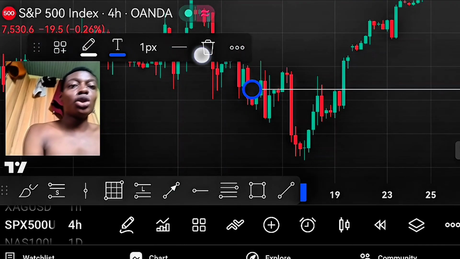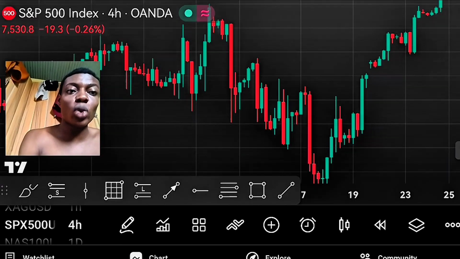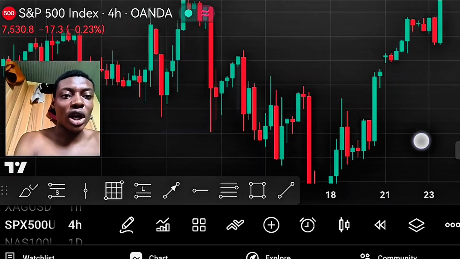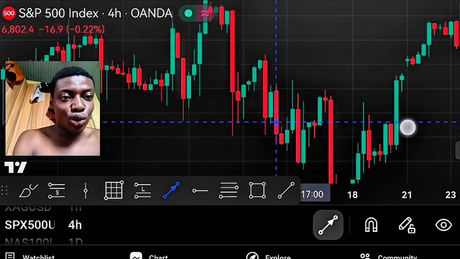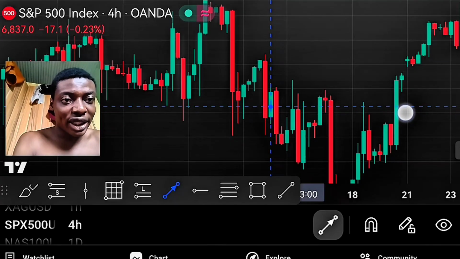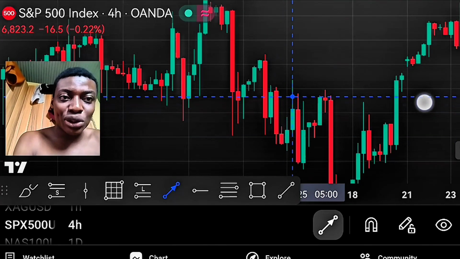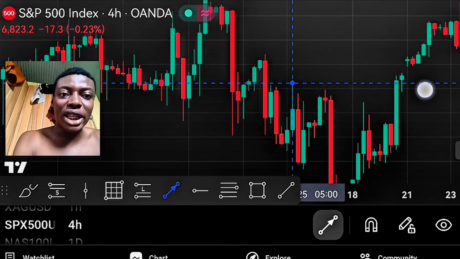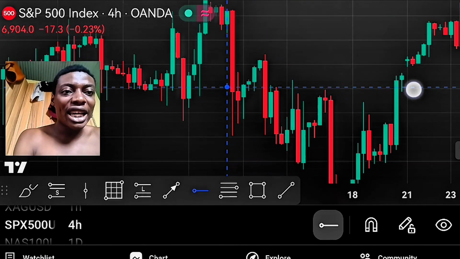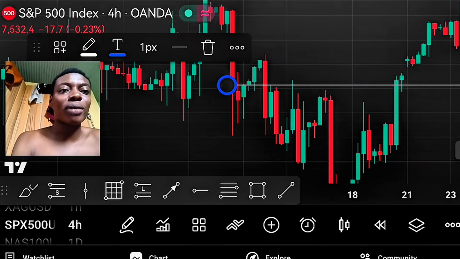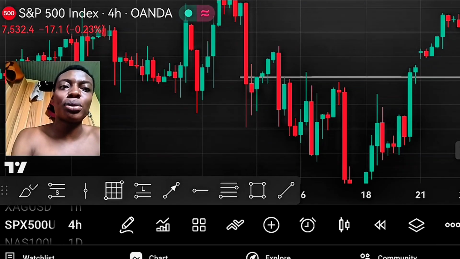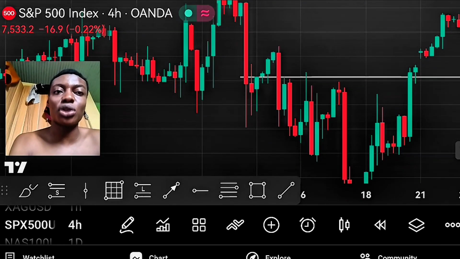So let me show you guys when it is not a break of structure. If you look at this, we had a green candle and a red candle, and this other candle was a wick, not the body. So this is basically a liquidity sweep. So that is not a break of structure.